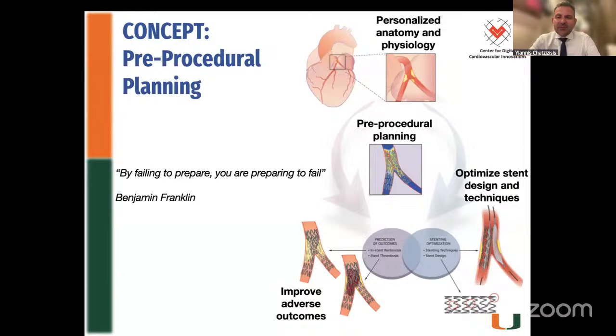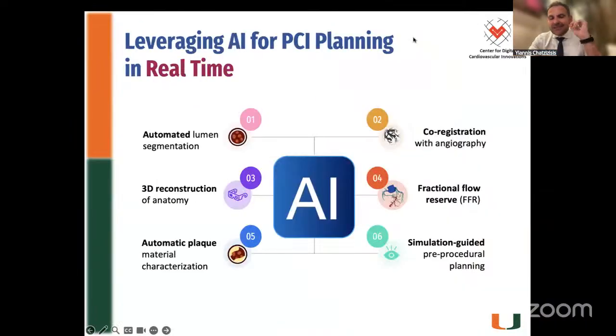The best way to improve the outcomes after interventions is to achieve better planning, as Dr. Collet said. By failing to prepare, we're preparing to fail, as said by Benjamin Franklin. And what is essentially missing in our approach is an individualized integration of anatomy and physiology. And AI here comes to play an important role.